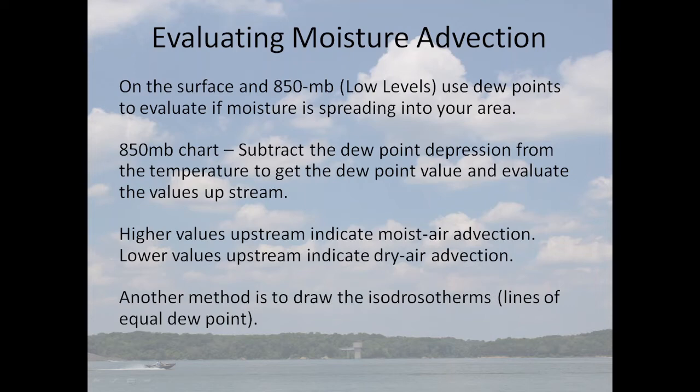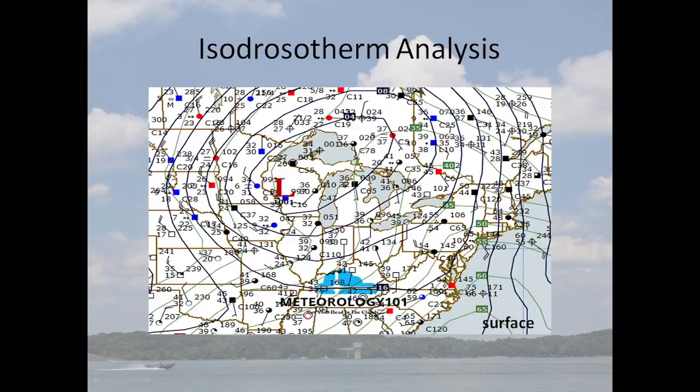On the surface, like I said, they don't put isotherms on there, lines of equal temperature. So you have that option if you want to plot the isotherms, lines of equal temperature, or do you want to plot the isodrosotherms, which are lines of equal dew point? So depending on what you're looking for. Are you looking for temperature advection or moisture advection on that surface chart?